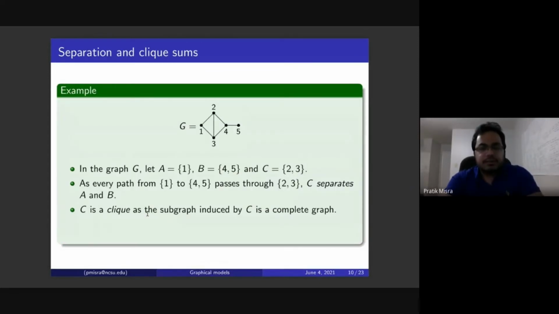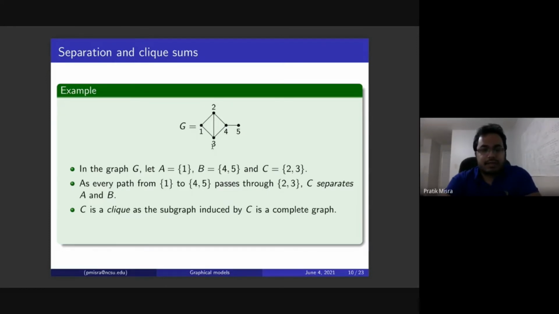So if we consider this graph with, say, 5 vertices, and let's say A is the set {1}, B is the set {4, 5}, and C is the set, let's say, {2, 3}, then we observe that every path from 1 to, let's say, 4, there are basically 3 paths from 1 to 4. That is, we can go from 1 to 2, then 2 to 4, or we can go from 1 to 3 and then 3 to 4, or we can go from 1 to 2, then 2 to 3, then 3 to 4. So for any of the 3 paths, we observe that it has to pass through either 2 or 3, right? Similarly, if you look at all the paths from, let's say, 1 to 5, that's also the case for 1 to 5 as well, that it either passes through 2 or 3 or both.